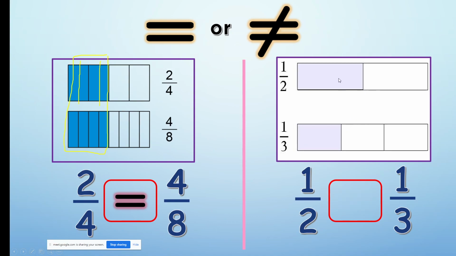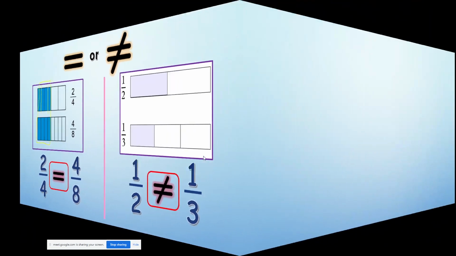For this fraction, you have the same size of rectangle again. But number 1 has 2 parts only, and 1 shaded, so it is 1/2. The second rectangle has 3 parts, and you have 1 part only, that is 1/3. Are they equal or not? Not equal, unequal. The symbol will be unequal because the first one has a bigger part. This one is smaller, right? Do you understand it?